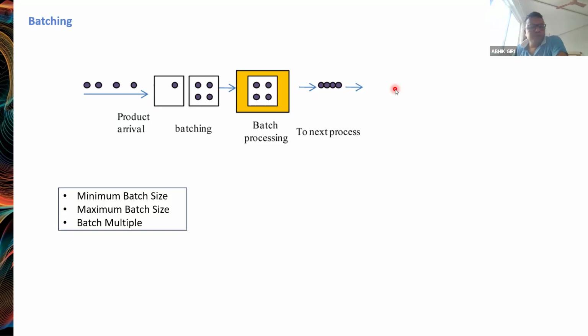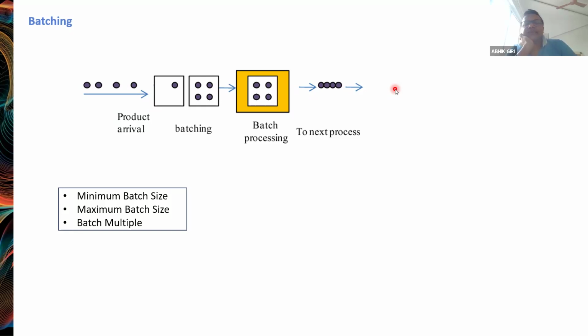So, can anyone explain what minimum batch size, maximum batch size, and batch multiple are, just based on the English words here? Anyone? So we should define a number, and then the minimum batch size would be the lower bound on the batch, the maximum would be the upper bound, and the batch size multiple would mean the batch should be a multiple of that.